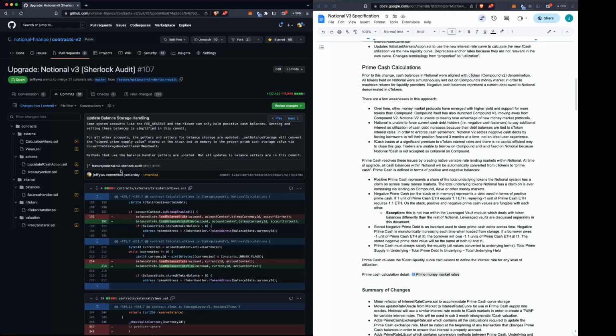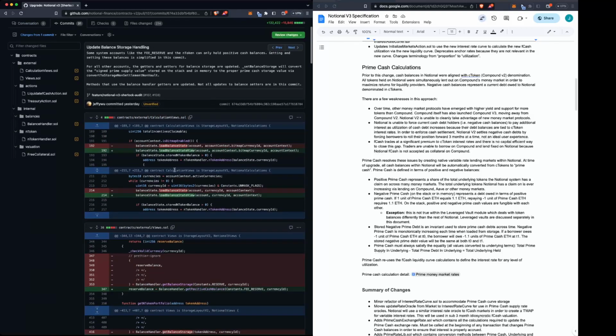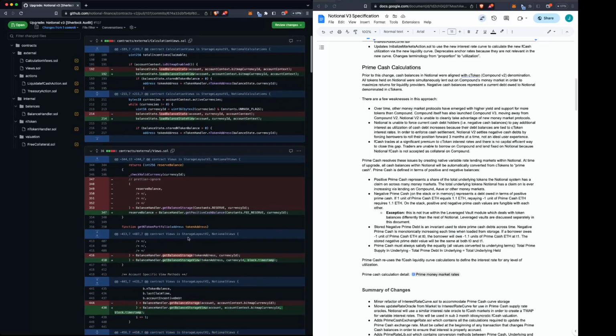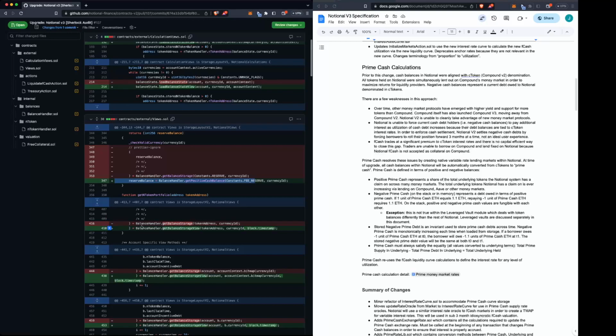So this is the first set of updates to that. In this, we're updating the balance storage. A lot of these functions are just renaming to match compatibility with the new methods that are in balance handlers.